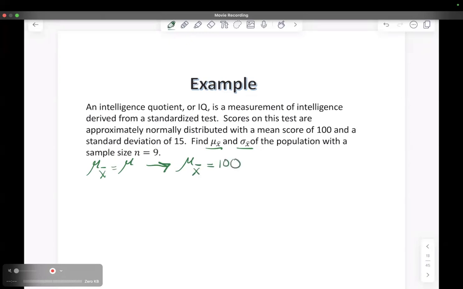Mu sub x bar is just what we're using for the mean of the sampling distribution.